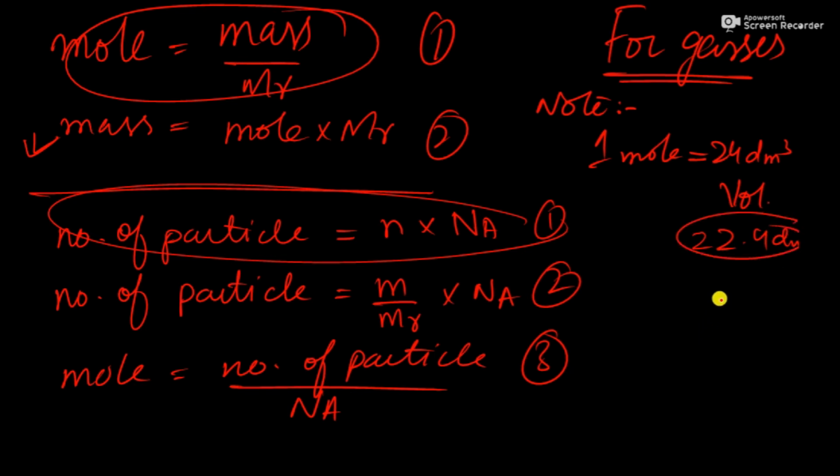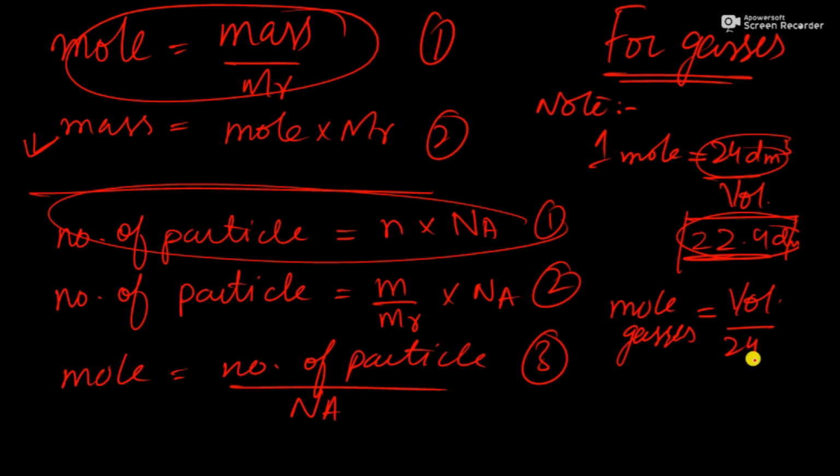So you can use this one and this one as well, that is not a big deal. But I prefer you to use this one because this is the accurate one. So for example, if you want to find the moles for gases, it is only for gases. Remember this: the volume which is given to you is divided by 24 decimeter cube, so it will give you the moles of that gas. That is all about moles.